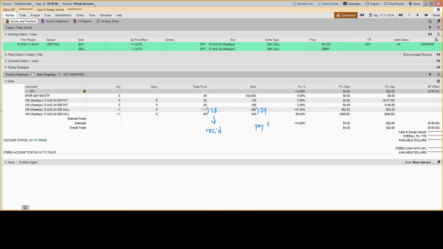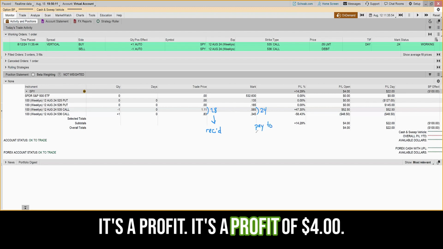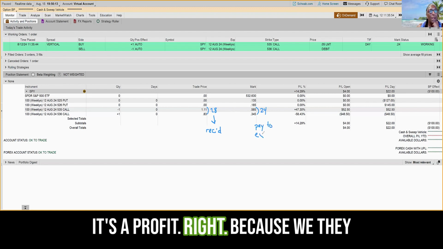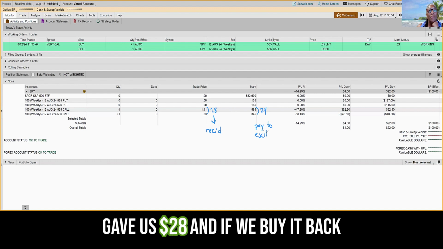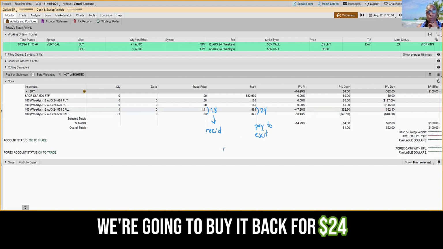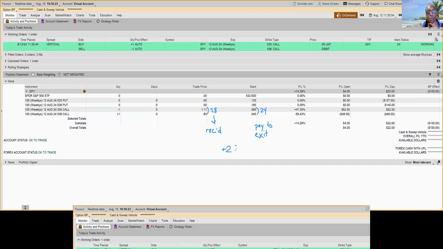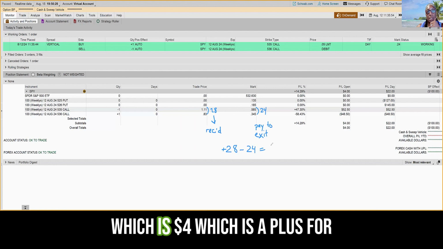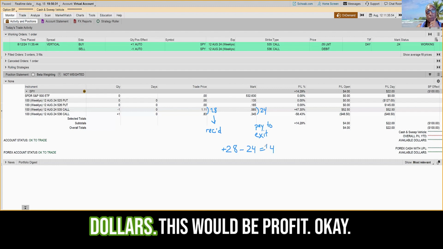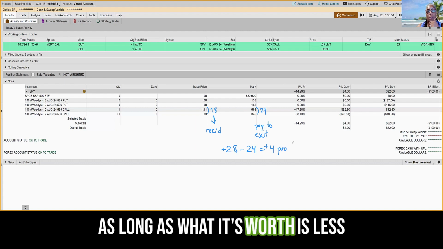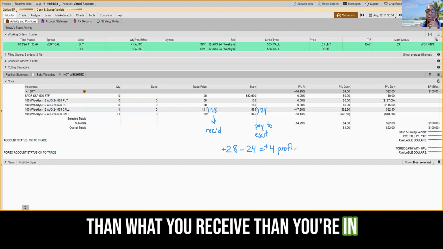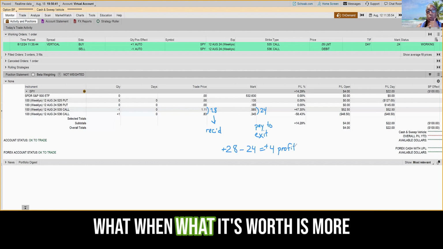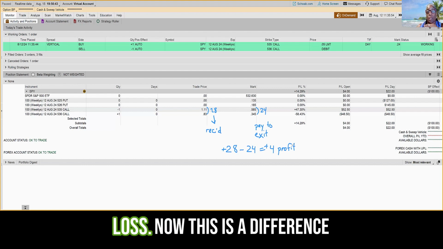It's a profit. It's a profit of $4. Because they gave us $28, and if we buy it back, we're going to buy it back for 24. They gave us 28, and we would buy it back for 24, which is a plus $4. This would be profit. As long as what it's worth is less than what you received, then you're in profit. When what it's worth is more than what you received, you're at a loss.